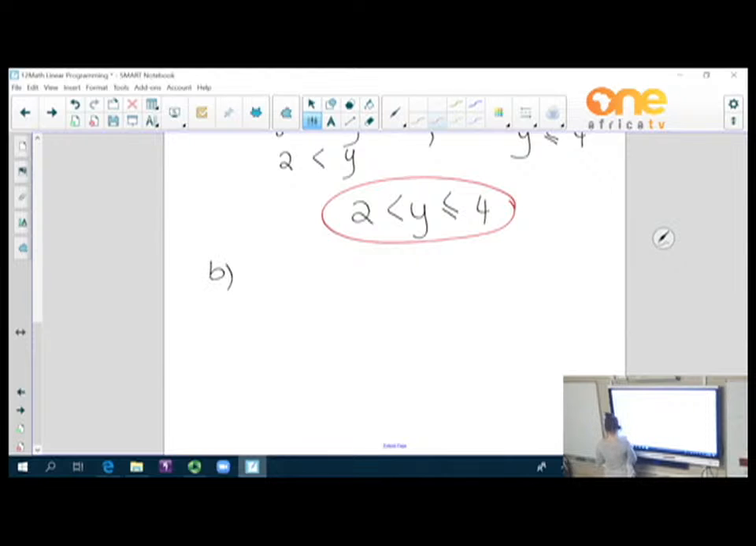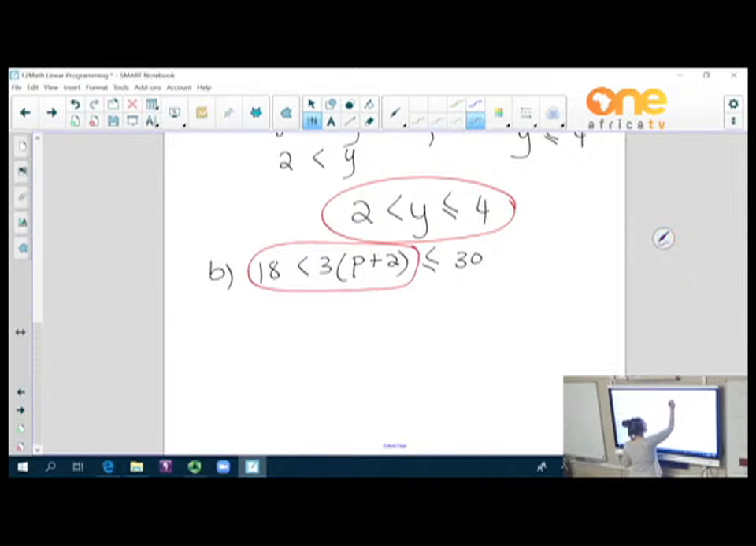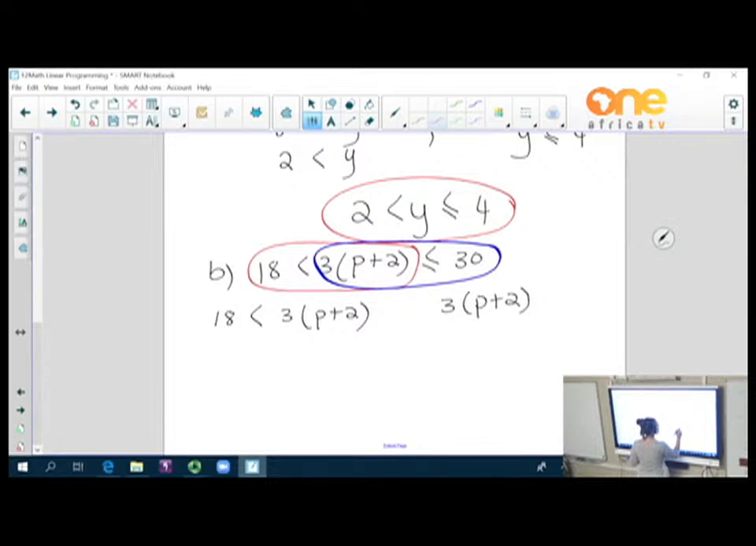For number B, 2B, we have 18 is less than 3(P + 2) is less than or equal to 30. Again, we have two inequalities, so get your two inequalities. There we have one, and then we will have the other one. We are left with 18 is less than 3(P + 2), and the other inequality will be 3(P + 2) in brackets is less than or equal to 30.